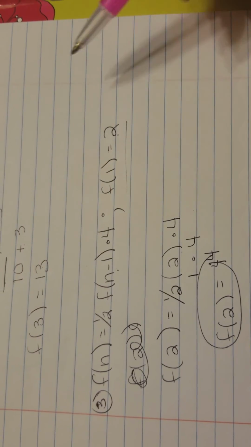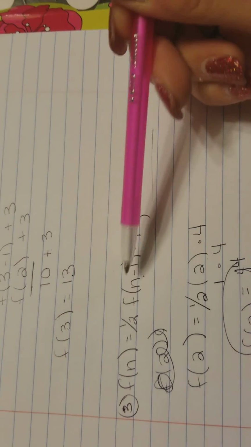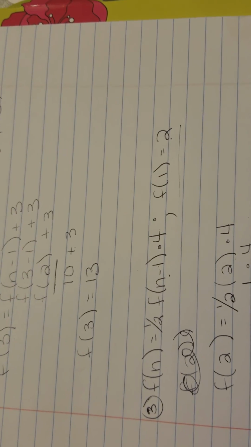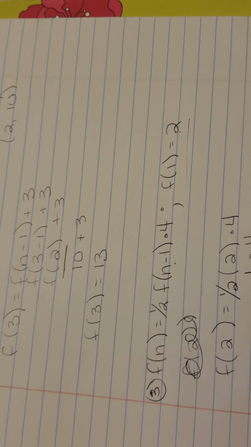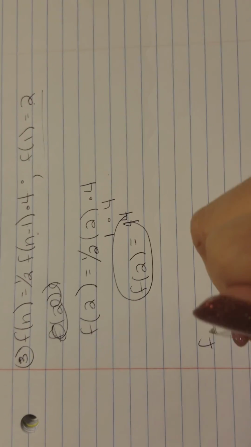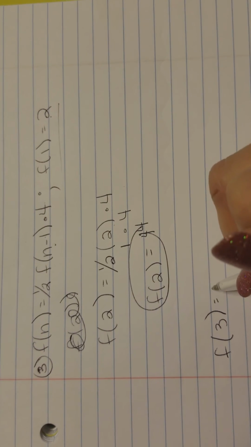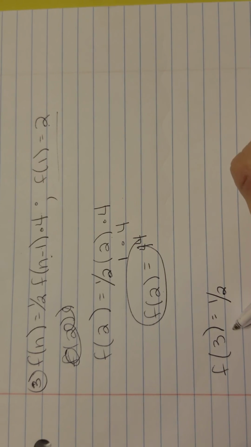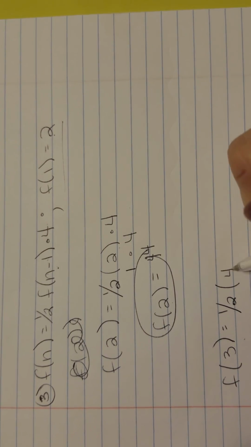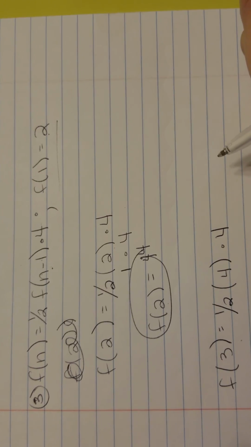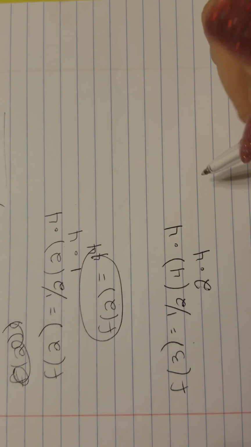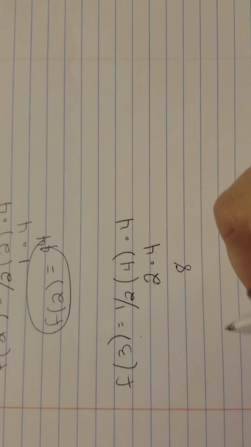Now, if we wanted to do this with f of 3, we'd have to take half of 3 and multiply it by 4. Or half of the previous term, which is 4. So f of 3 equals 1/2 of the previous term. Well, the f of 2 was 4, so half of 4 times 4. Half of 4 is 2 times 4, and 2 times 4 is 8. So f of 3 equals 8.